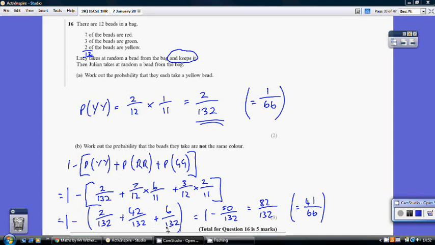So we've got a common denominator here, so we can just add up the numerators to get 50 over 132. So it's a whole take away 50 over 132. Well, remember a whole is just 132 over 132. So 132 take away 50 is 82 over 132, or if you choose to simplify it, 41 over 66.